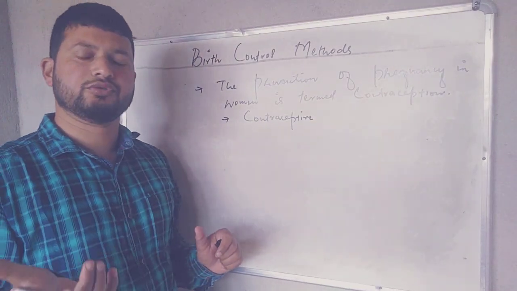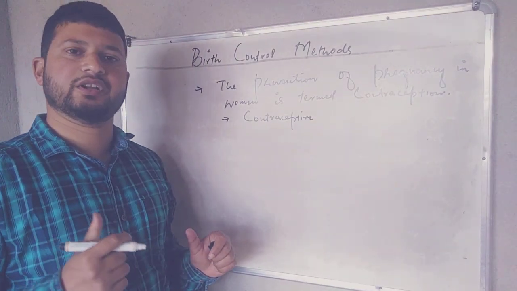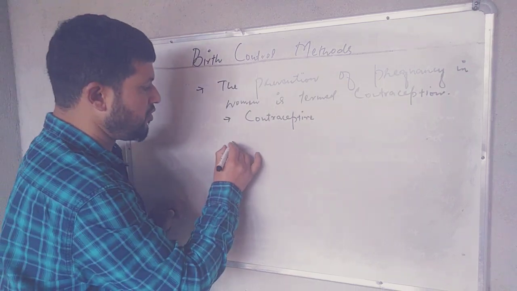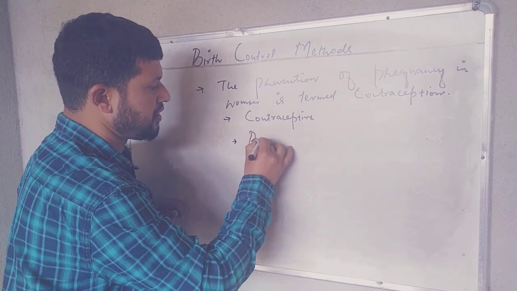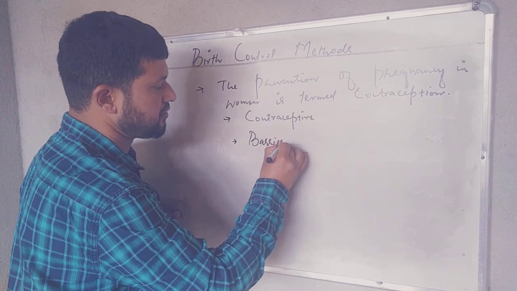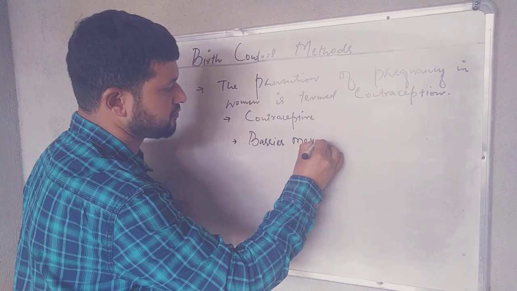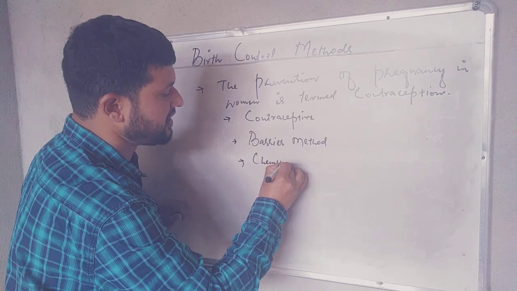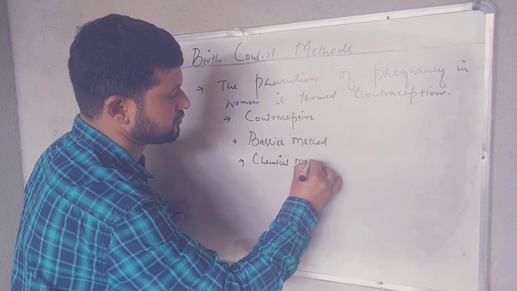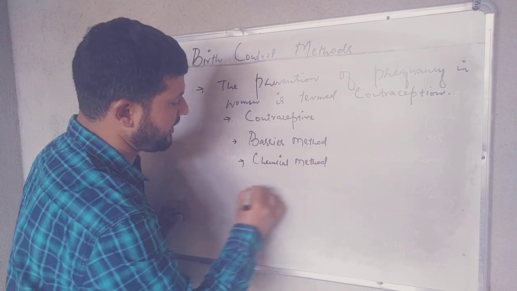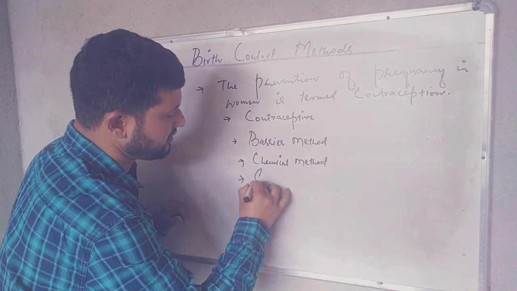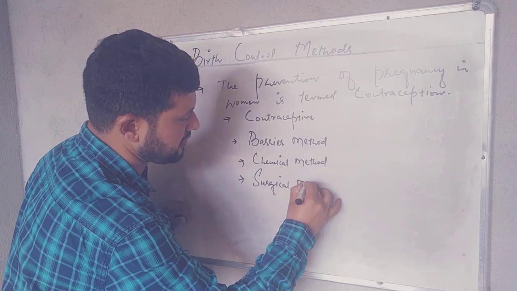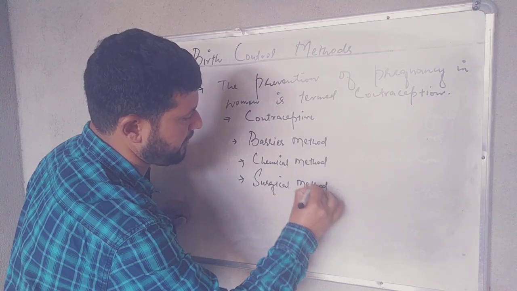These contraceptives or methods of contraception have been broadly divided into three main categories. One is the barrier methods, another is the chemical method, and the third one is the surgical method.